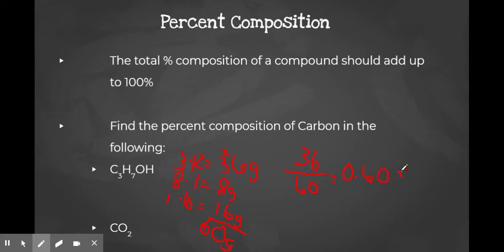Then we multiply that times 100, and we get 60%. So this compound here is 60% carbon by mass. So 60% of the weight of this right here is carbon.